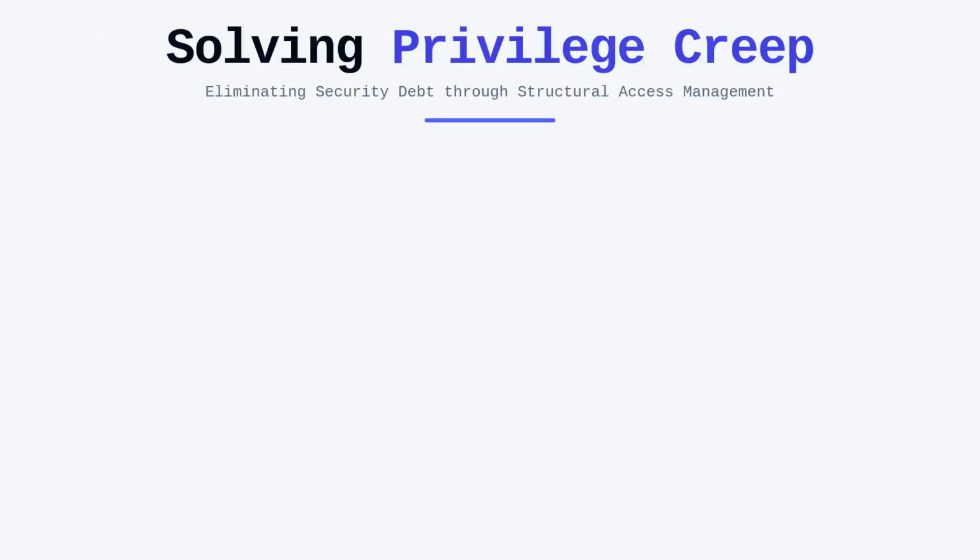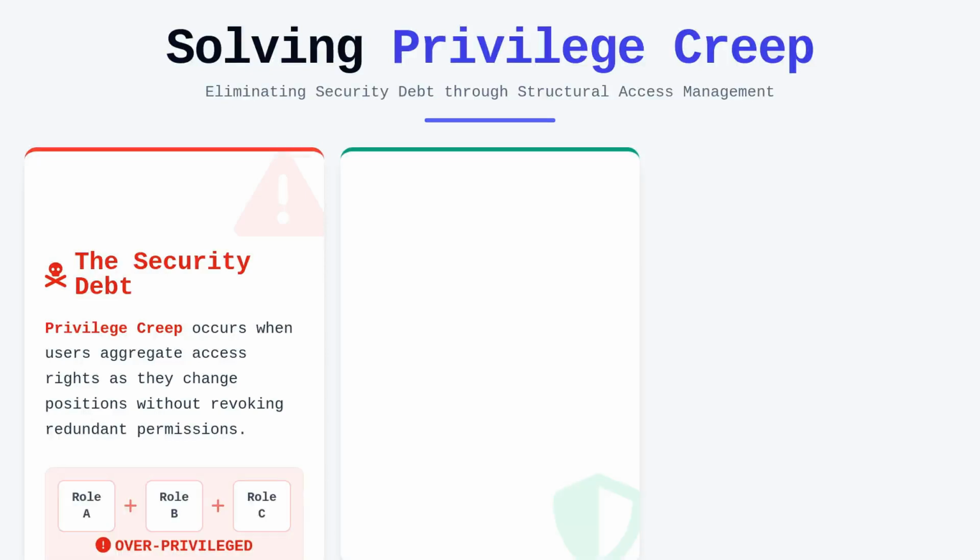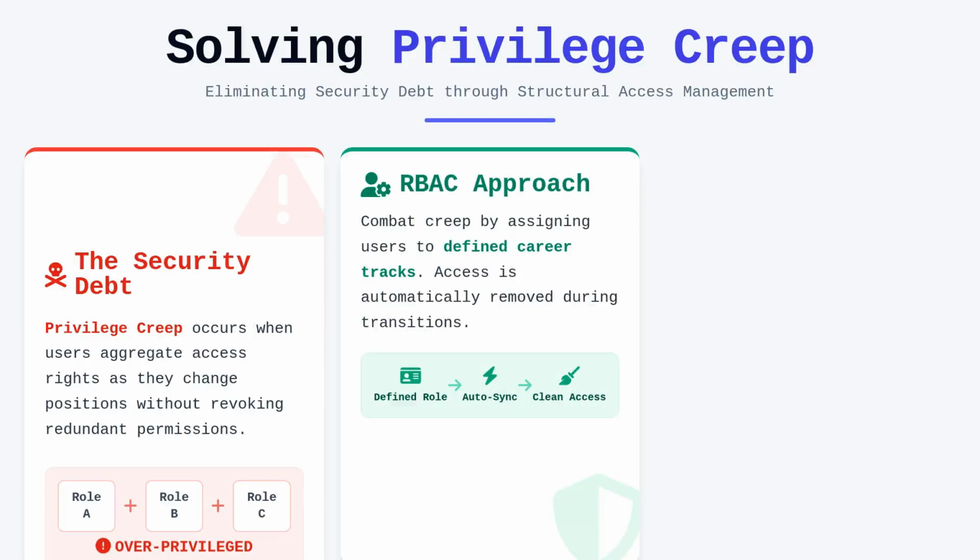The issue of privilege creep is perhaps the most significant security debt that organizations accumulate over time. Privilege creep occurs when users aggregate access rights as they change positions within a company and nobody ever remembers to revoke the older, redundant permissions. Using a role-based structure directly combats this by requiring users to be assigned to specific, well-defined career tracks or job functions, automatically removing access as they transition away from previous roles.